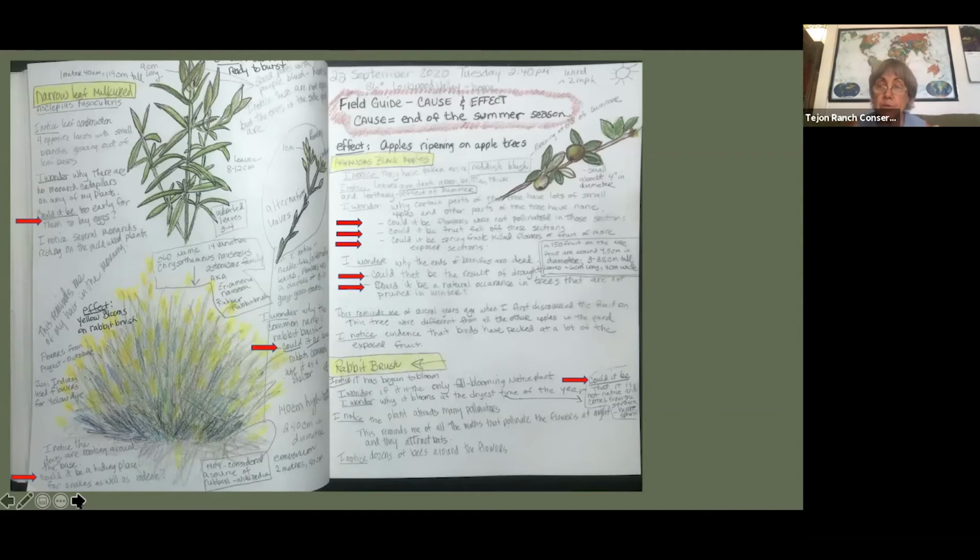For the rabbit bush, I've got 3 could it be's, and I've got 1 on the right-hand side and 2 on the left side. And then for the narrow leaf milkweed, I've got 1, 2 could it be. Mostly I was running out of room, so that's why there's only 1. I actually, in my head, had a bunch more could it be's.